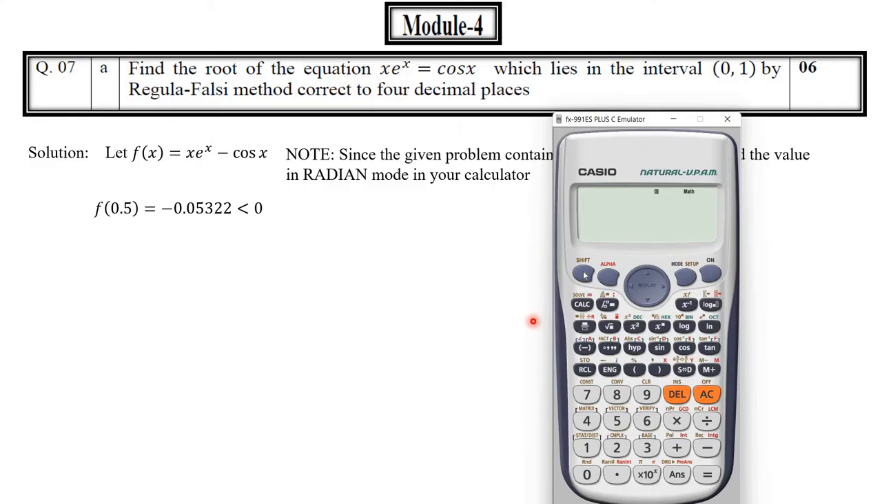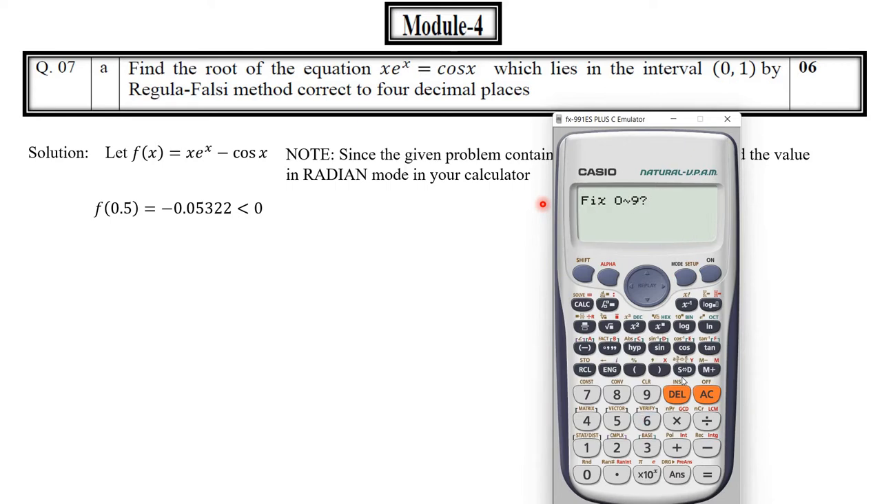I will clear all the memory. Every time you should clear all the memory, reset all. After resetting, I will go with fixing. They have asked for 4 decimal places, but in general I am going with 5 decimal places, because there are plenty of problems and I am showing the general way of solving. Then you can round it off finally to 4 decimal places and give the answer. So first press shift mode, go with fix.